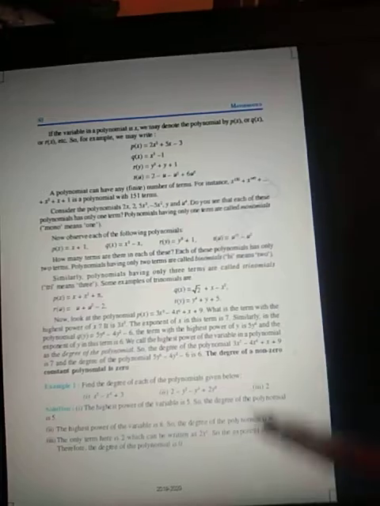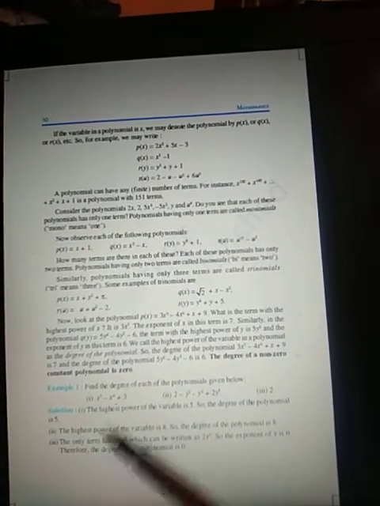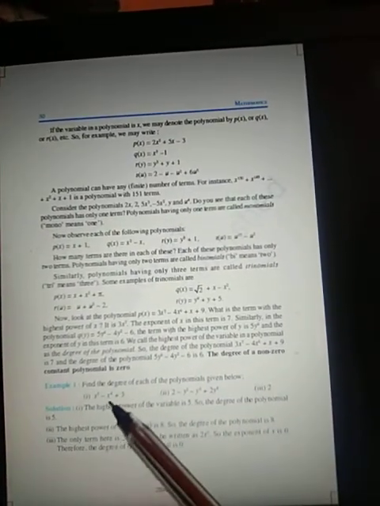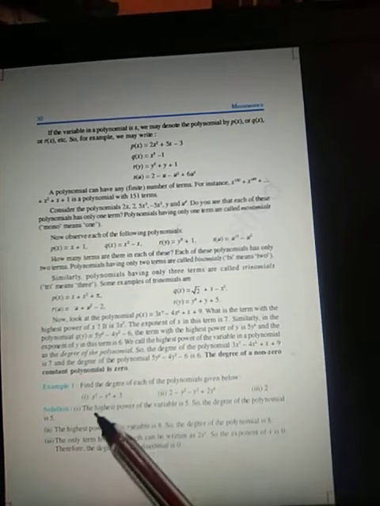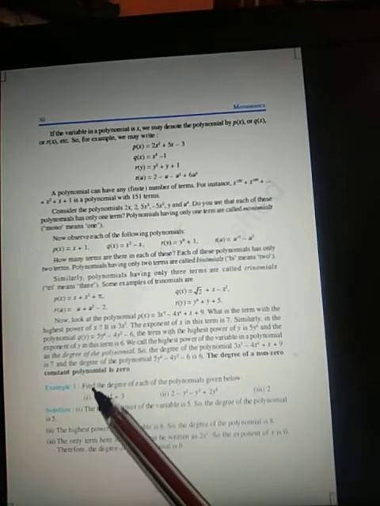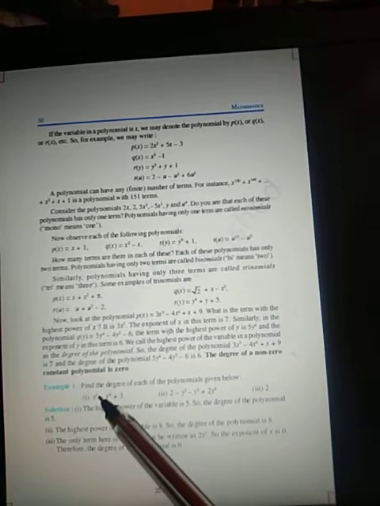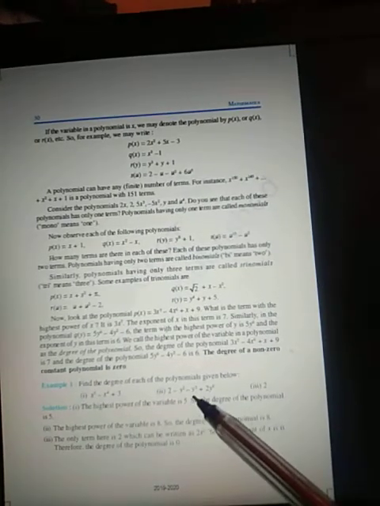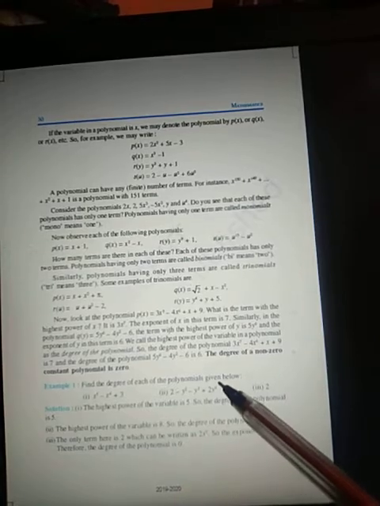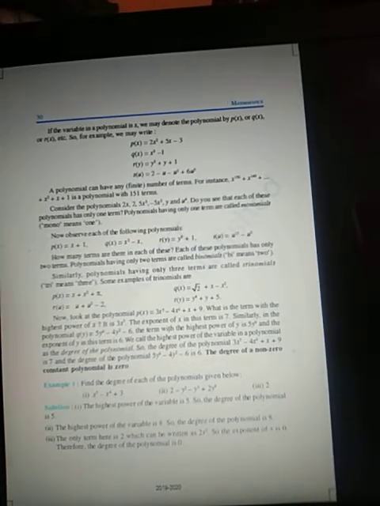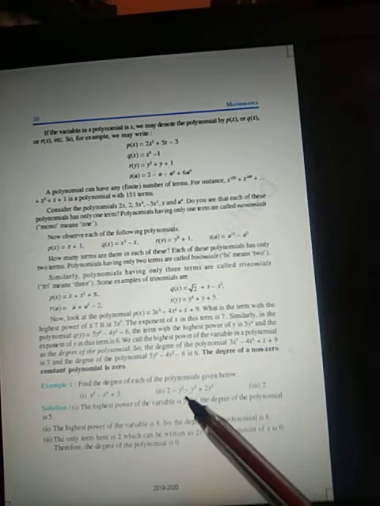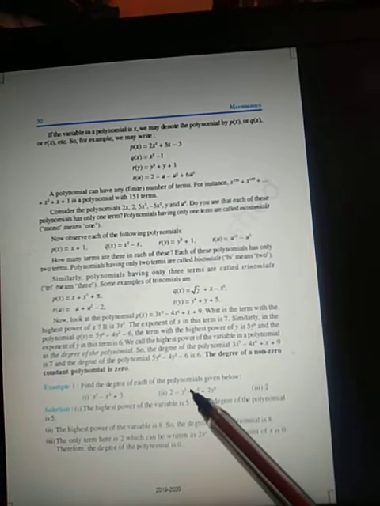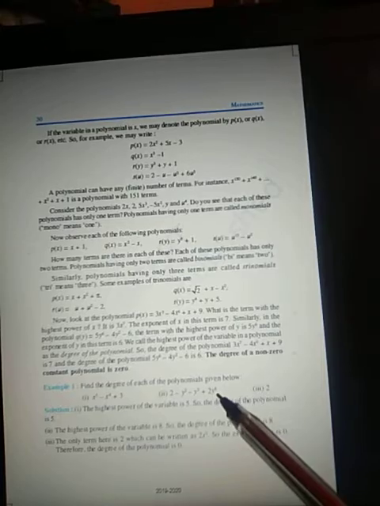Next we are going to find the degrees of the polynomial. I am directly coming to the points. Here you can see x power 5 minus x power 4. Here the highest power is 5, so the degree of the polynomial is 5. Then 2y power 8 minus y cube minus y square, the highest power is 8, that is the degree of the polynomial.